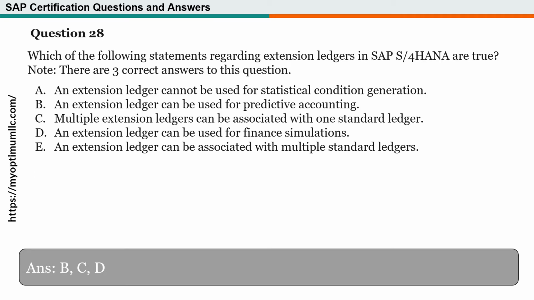Question 28. Which of the following statements regarding extension ledgers in SAP S/4HANA are true? Note, there are 3 correct answers to this question. A. An extension ledger cannot be used for statistical condition generation. B. An extension ledger can be used for predictive accounting. C. Multiple extension ledgers can be associated with one standard ledger. D. An extension ledger can be used for finance simulations. E. An extension ledger can be associated with multiple standard ledgers.